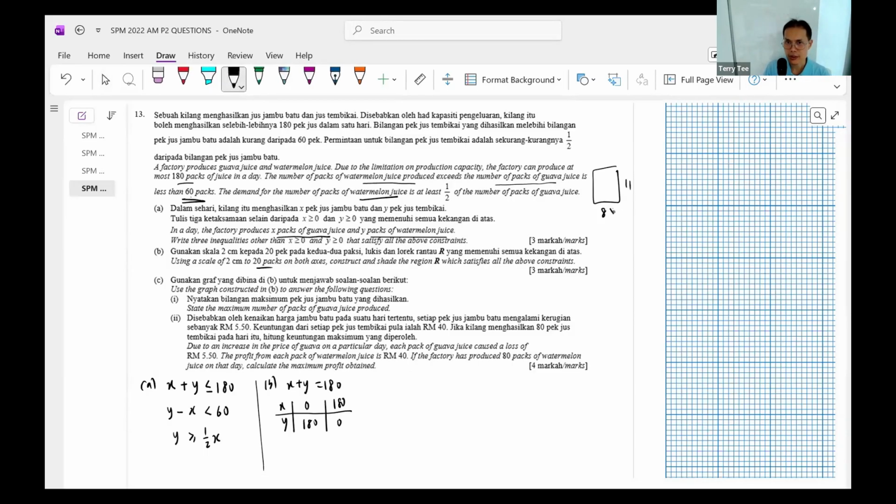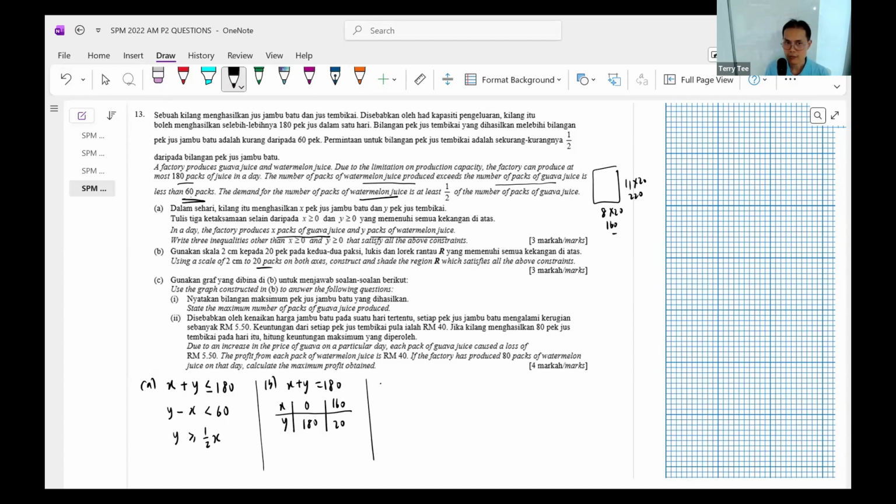So if you times 20, this is 160. If you times 20, this is 220. So you can go maximum 220, minimum 160. So 160 cannot, right? This is 180. So I need to take another point. So let me take 160. If your x is 160, 180 minus 160, your y is 20.